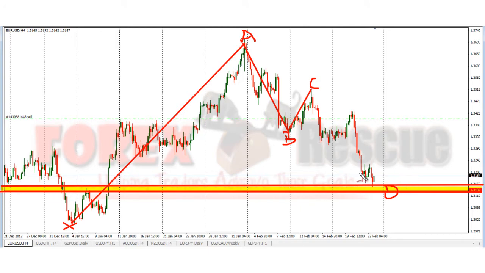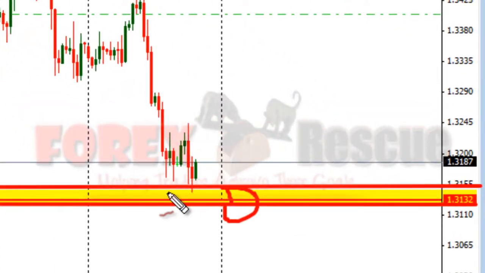If you take note, you can see how price formed multiple candlestick patterns around this area. I'm talking about this area here. You can see multiple candlestick patterns bouncing off from our potential reversal zone, our point D, bouncing off from this area that is also a major support area that was spotted on the weekly time frame.